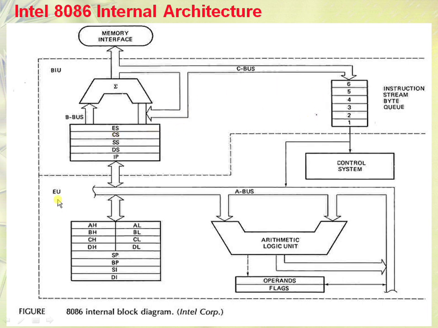Now coming to the EU, which is nothing but the execution unit, it contains the general purpose registers along with some pointer and index registers, and it has an arithmetic and logic unit, and then it has flags, which is nothing but the flag register. Then it has a control system, where it generates the control, that is timing signals, and some decoding operations are carried out by this control system. Now let us see what actually this BIU performs.